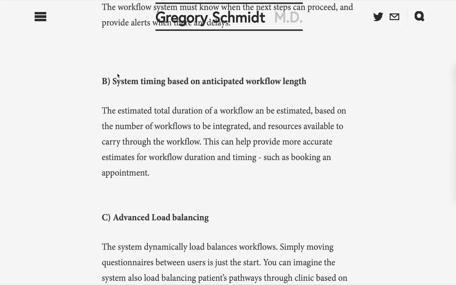Another example is using workflow length, or the anticipated workflow length, as a way to do system timing. So if you're trying to figure out the anticipated timing of how long a patient encounter may take for a new patient who has a new diagnosis of rheumatoid arthritis, and they're also being seen for follow-up hypertension, using this ability to thread workflows together, you could estimate approximately how long you may need. And then based on the resources available in clinic that day, you could also figure out how that balances.